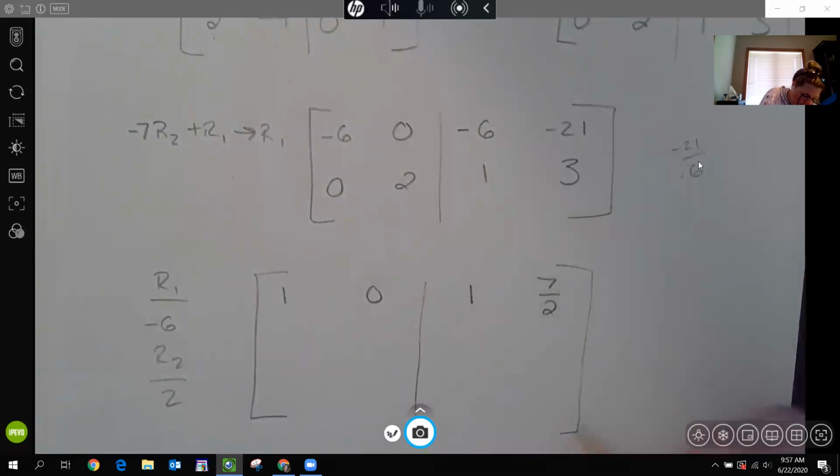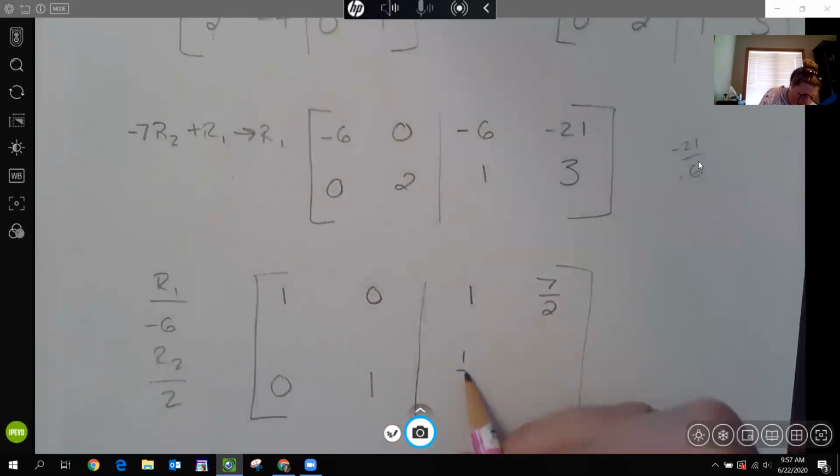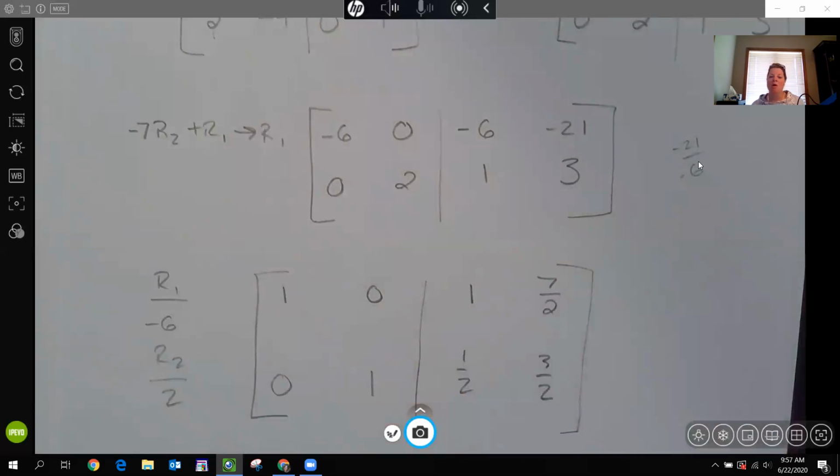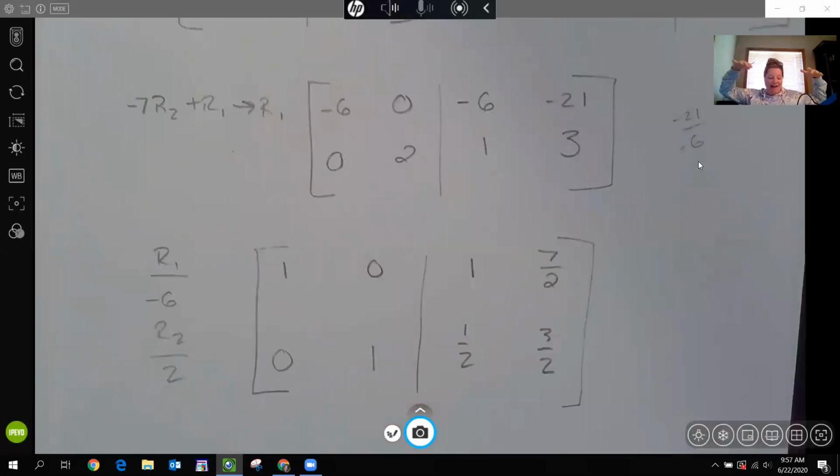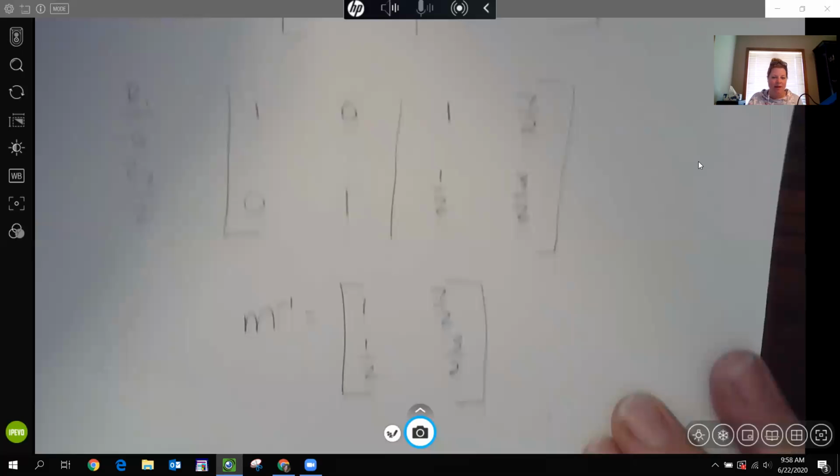0 divided by anything is 0. 2 divided by 2 is 1. 1 divided by 2 is 1/2. 3 divided by 2 is 3 halves. Done. Finally got it done. What's my inverse? The matrix's inverse is going to equal 1, 7 halves, 1/2, 3 halves. Yay! Ta-da!